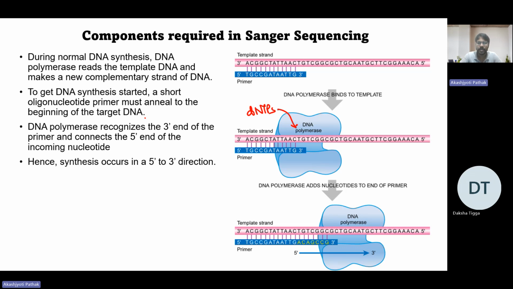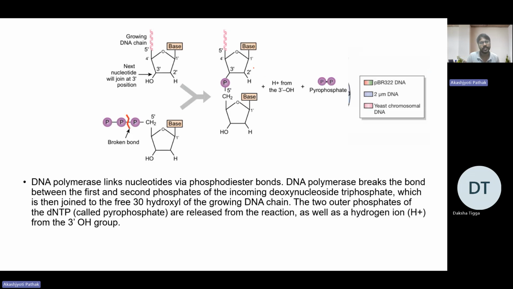How are these nucleotides attached? You can see here, this is your nucleotide. Your nucleotide has your base, and this is your sugar, the deoxyribose sugar. This deoxyribose sugar has a 3' OH group and a 2' hydrogen, and this is your growing DNA chain.